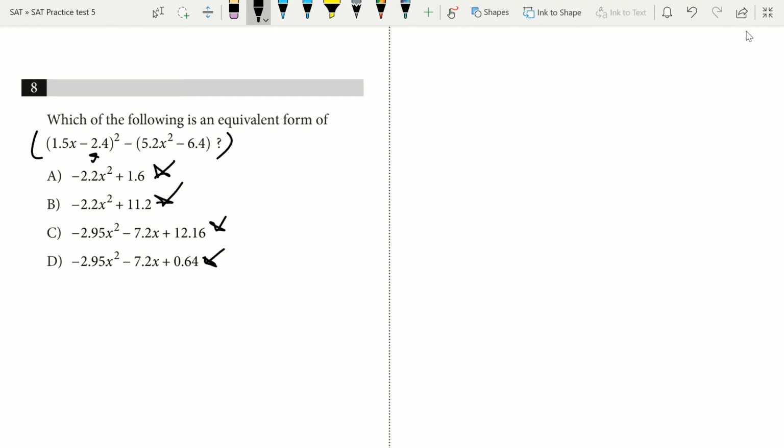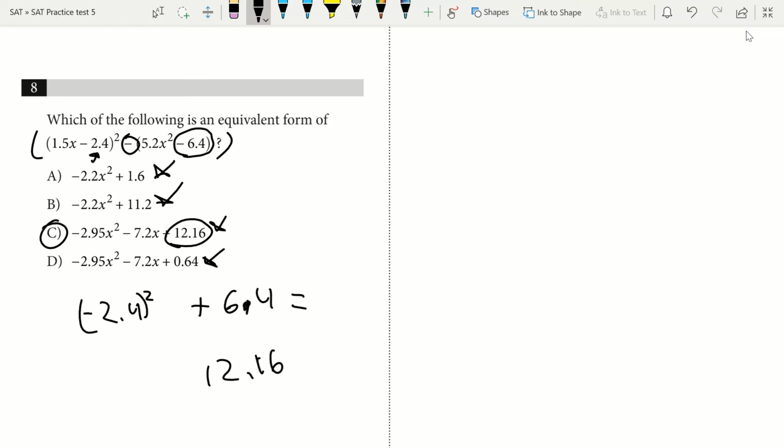So what I'm going to do is I have negative 2.4 squared, and then I have minus negative 6.4. Well, minus a negative gives me a positive, so I'll have plus 6.4, right? And that'll give me my n term. So I plug in negative 2.4 squared in my calculator. That's just the same as 2.4 squared because that negative will turn to a positive, and I get 5.76. Then I add that 5.76 with 6.4, and I get 12.16, right? So that'll be my answer, which is C, because that has that final term as 12.16.